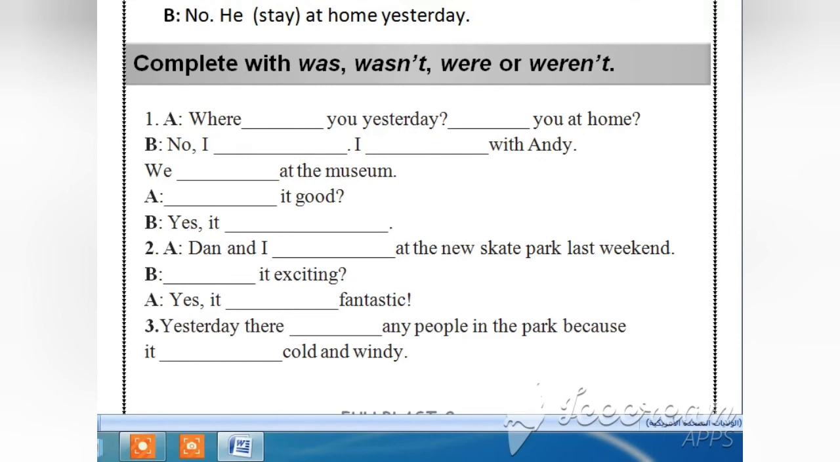Was it exciting? Why was? Because it is a singular pronoun. Yes, it was fantastic. Yesterday there weren't any people in the park because it was cold and windy.